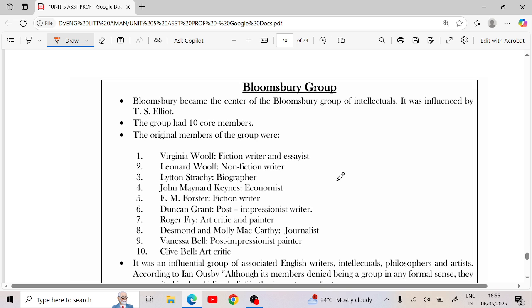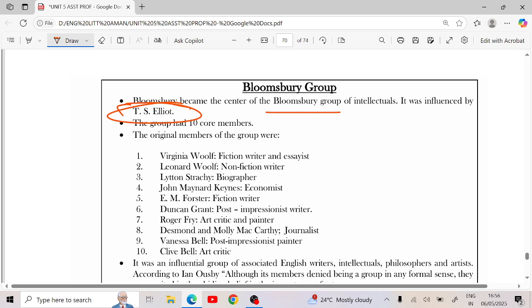So let's understand the Bloomsbury Group a little. Bloomsbury became a center of the Bloomsbury Group. It is the name of a place. It was influenced by T.S. Eliot. You have to remember this name, T.S. Eliot, as there may be a question.